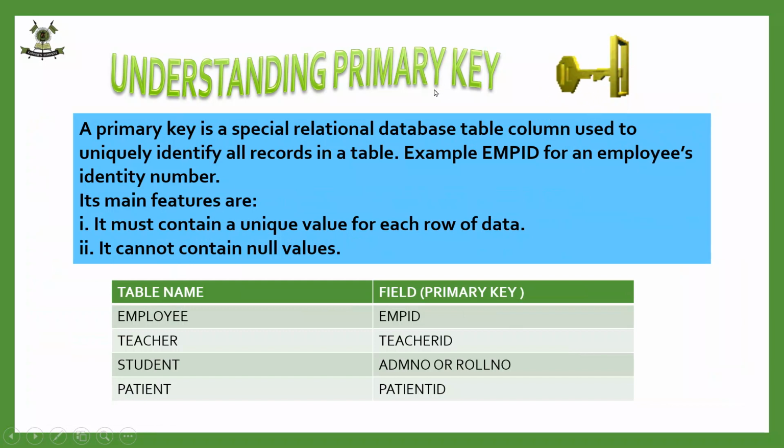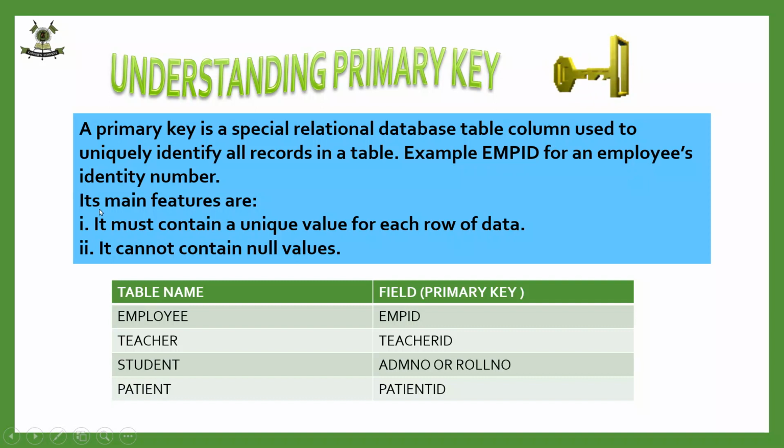So what is a primary key? It is a special relational database table column. It is that column which is used to uniquely identify all the records of the table, right? For example, in an employee table we can have employee ID.